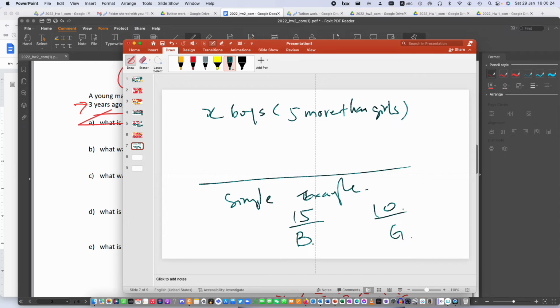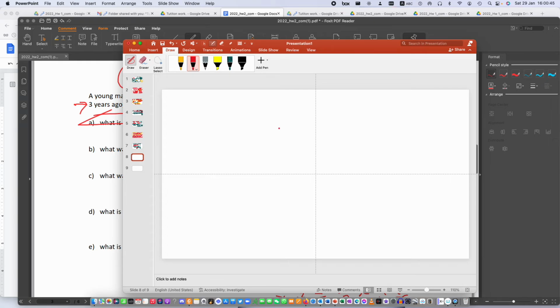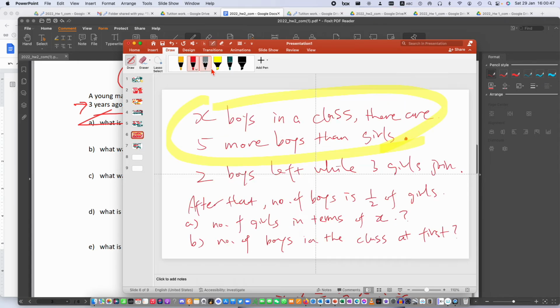How do you get 10? 10 is equal to 15 minus 5, right? So therefore, now the boys is not 15. Now the boys is x. So that's how you get x minus 5 for girl. So that's your part 1 answer. Are you clear? So number of girls in terms of x is x minus 5. Are you clear? So now you need to form the equation.